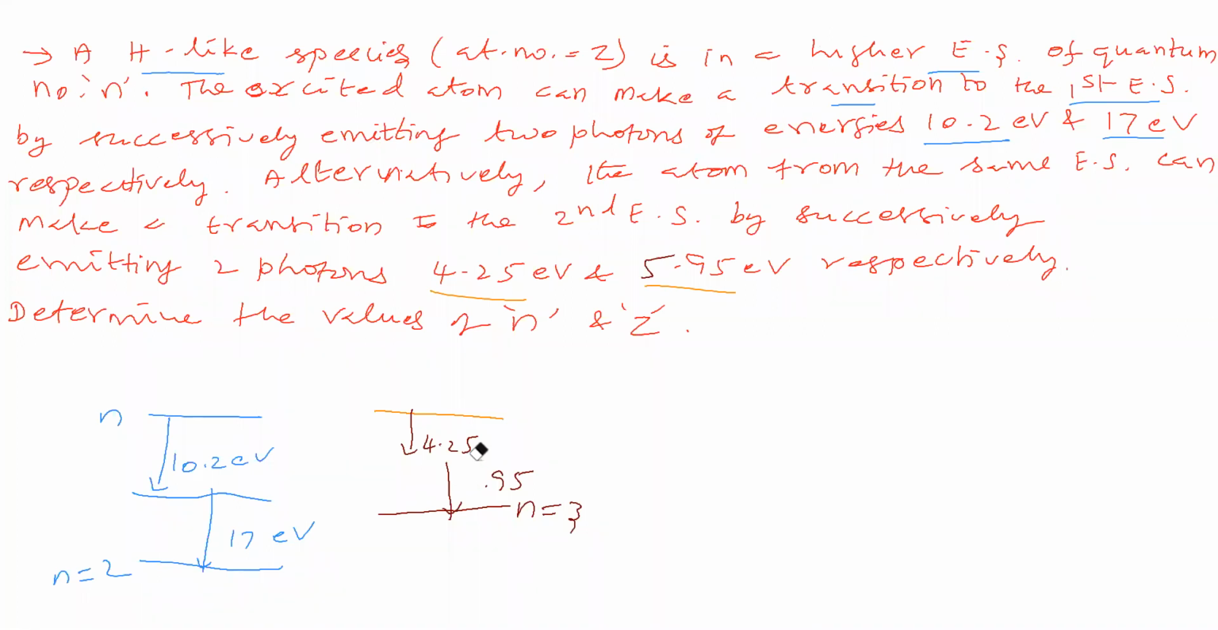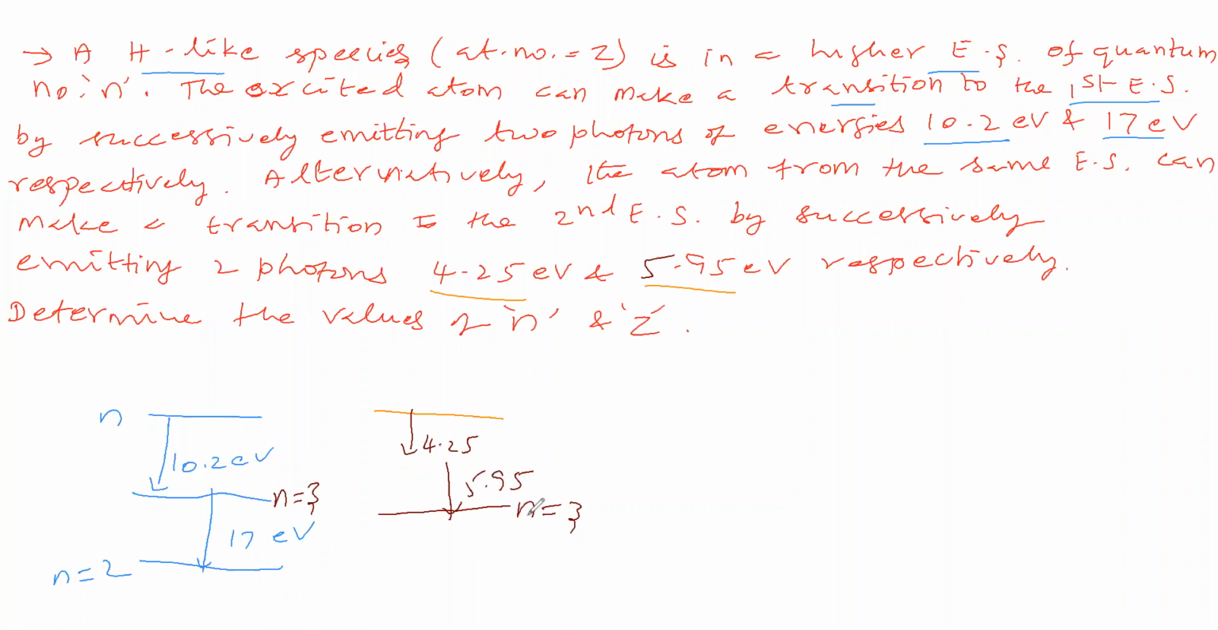Now we got 5.95. Now see this 4.25 plus 5.95, how much is there? Is it equal to 10.2? The sum of these two is 10.2, therefore n is equal to 3 here, because 4.25 plus 5.95 is equal to 10.2.